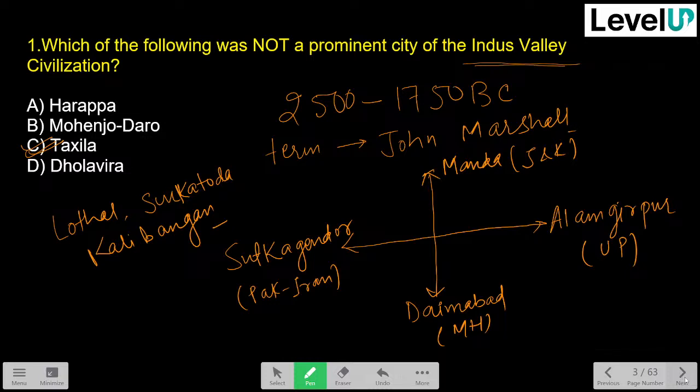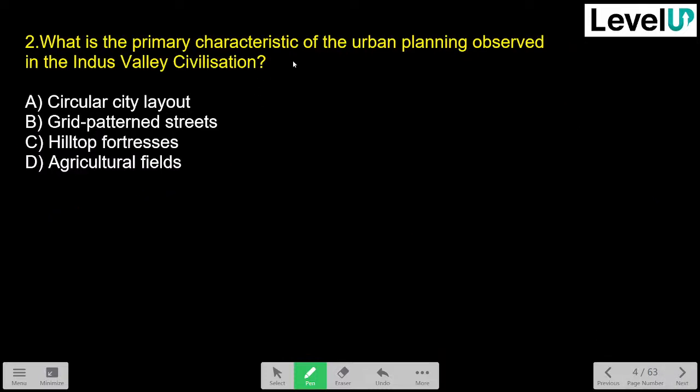We have to move faster today as there are close to 50 plus questions to discuss, but this session will be very important for revision purposes as well. What are the primary characteristics of urban planning observed in the Indus Valley civilization? Is it the circular city layout, the grid pattern of streets, hilltop fortresses, or agricultural features?